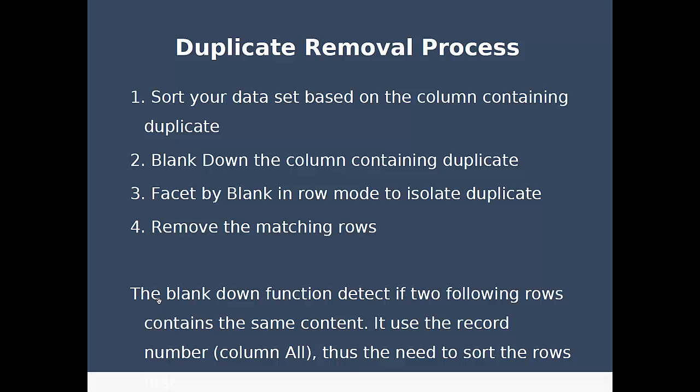The blank down function detects if two rows following each other, based on the record ID, contain the same content. If they do, it will blank the content of the following rows. Thus, the need to really sort and reorder your rows permanently first. Enough talking, let's go to OpenRefine and see how this works.